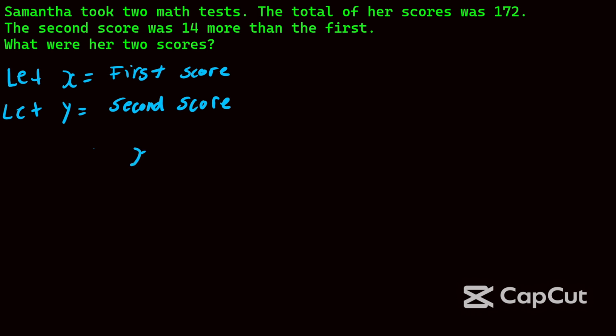Okay, the total of her scores was 172. So that means x plus y, her first score plus her second score, is 172. Then it says the second score was 14 more than the first, okay? So that just means x plus 14, the first score plus 14 equals the second score.